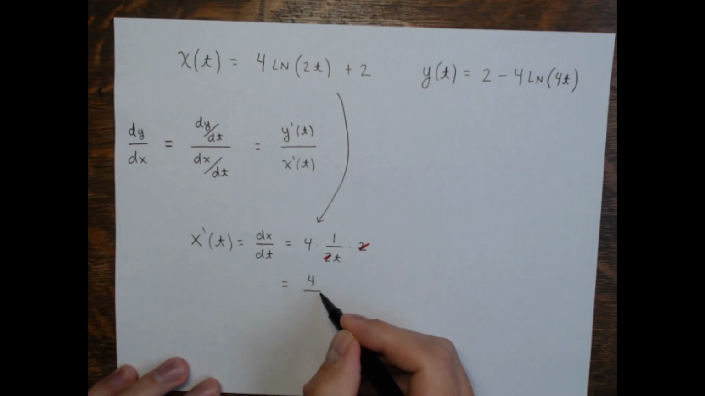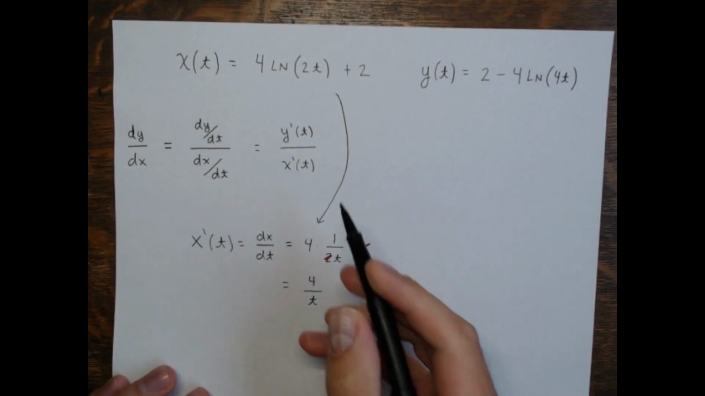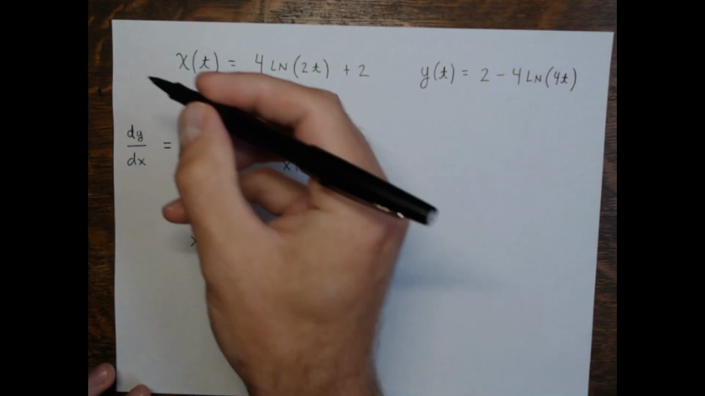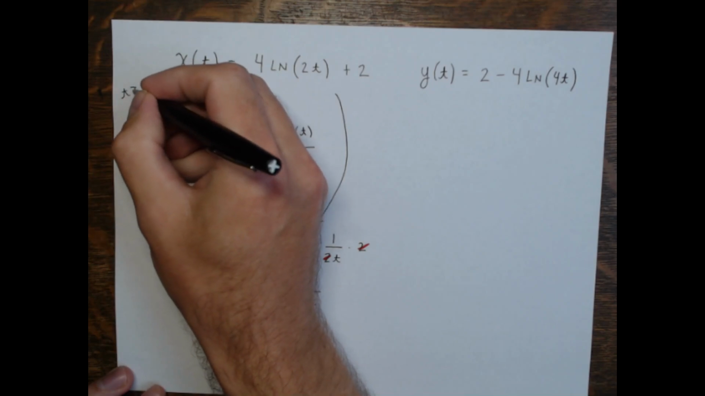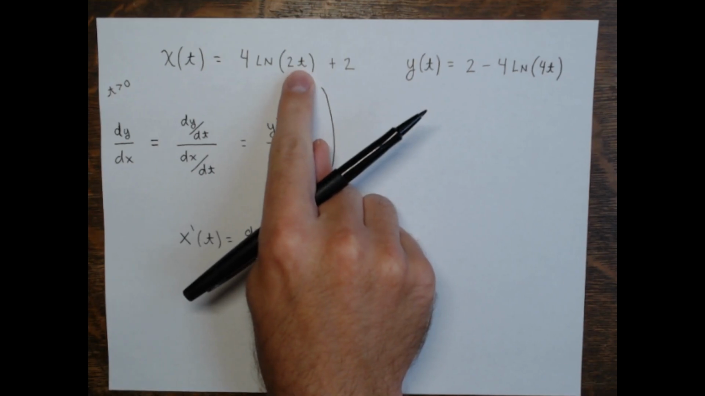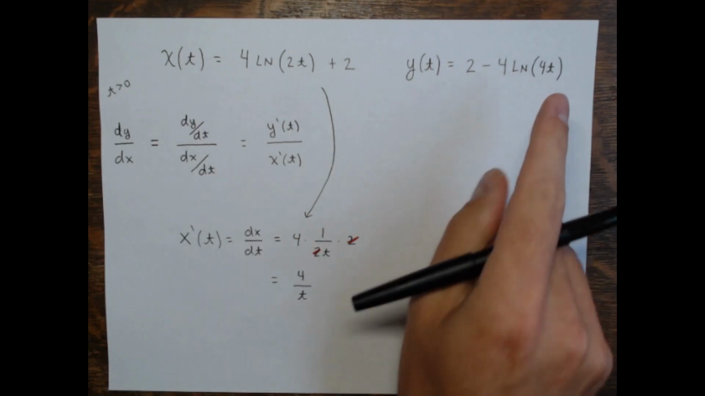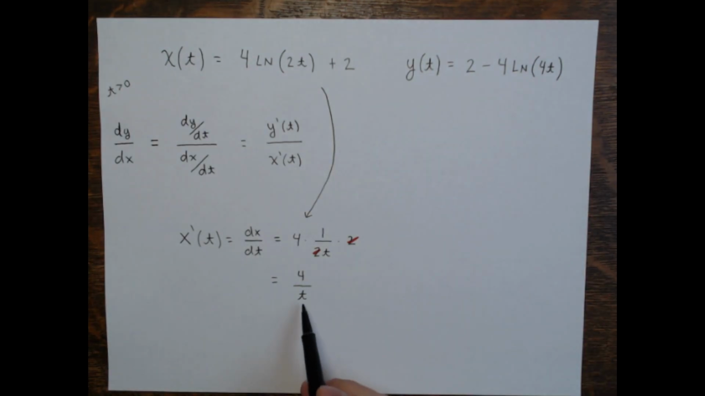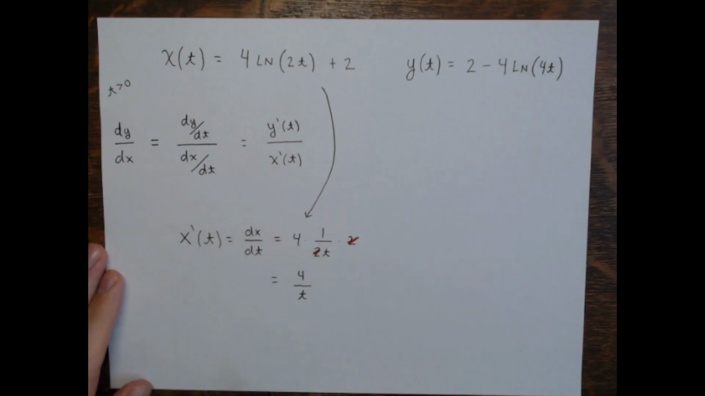4 divided by t. Of course, t must be positive. Maybe I'll point that out somewhere. Because remember, you can only take real number outputs, right? The expression inside a logarithm must be a positive number, right? So in both of these, t must be positive and not 0 or negative. Okay, so that's going to go in my denominator.